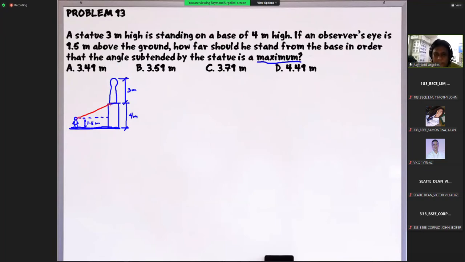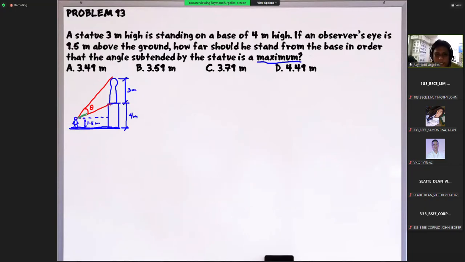So the upper base of the statue, the base, that will be this one. Okay, so then this is our subtended angle. So ito yung ating theta, yan yung gusto nating i-maximize na base para sa problem na to. Okay? So to do that, we will consider 2 triangles for this problem.